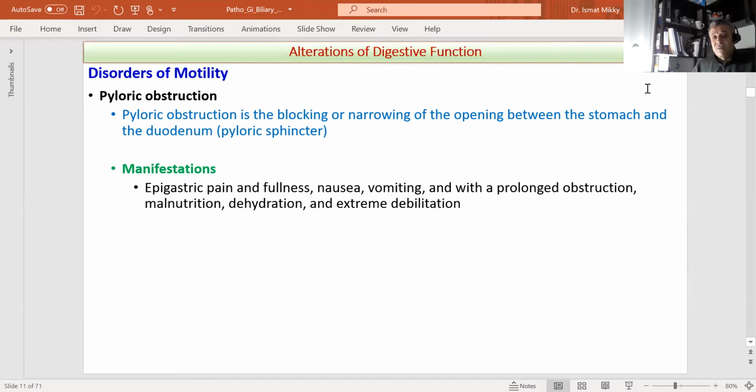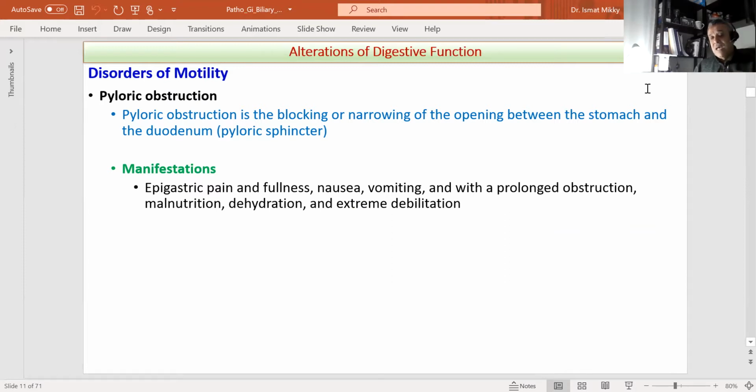Pyloric stenosis or obstruction is the blocking or narrowing of the opening between the stomach and the duodenum. So this is the lower sphincter. The upper sphincter, which is the LES or cardiac, is between the esophagus and the stomach. And then we have another sphincter, between the stomach and the small intestine. So this is the pyloric sphincter.